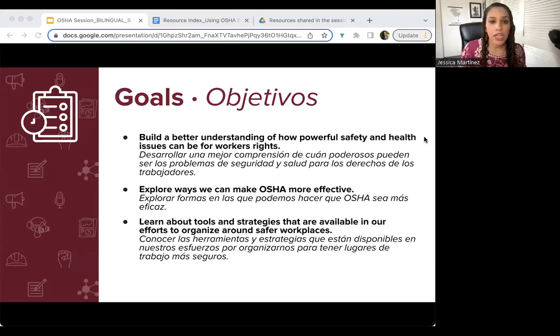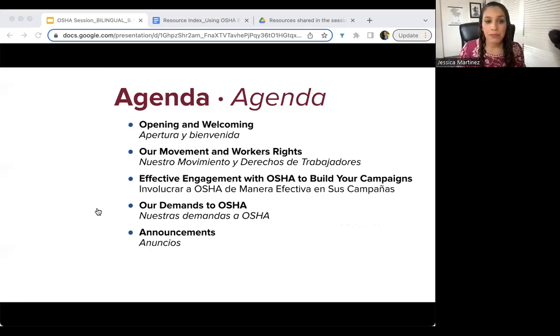The other piece to share for today is what the goals of today's session are. Some of those goals include building a better understanding of how powerful safety and health issues can be for workers' rights. We also want to explore ways we can make OSHA more effective, and then learn about tools and strategies that are available in our efforts to organize around safer workplaces. And throughout today's presentations, you'll see that we'll be able to highlight each of these goals outlined in today's session.